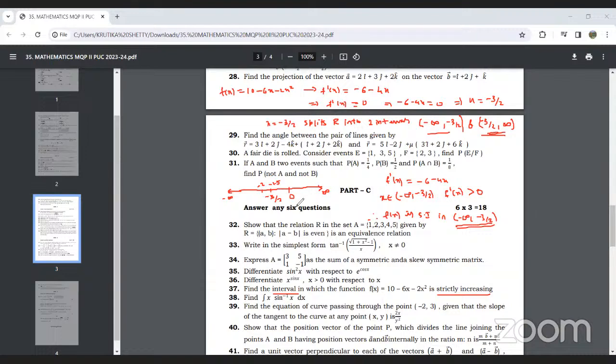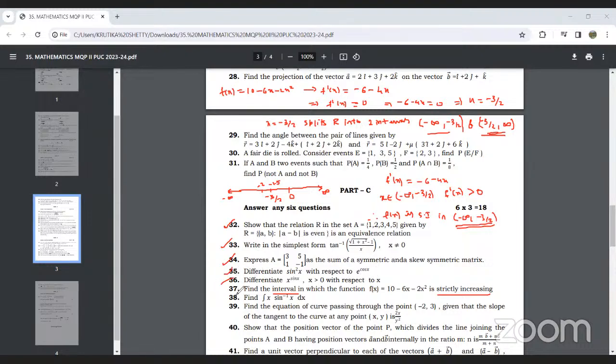Next, hope the solution is clear. Sometimes the question is asked on increasing, decreasing, and sometimes you may expect a question from maxima and minima here, so be ready for both. Any 6 questions you need to attempt in part C. The first question is very easy, you can get it. Second also you can get. Third also, fourth, fifth, if you are good with differentiation till 5.